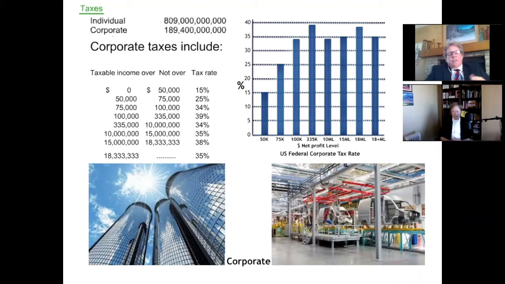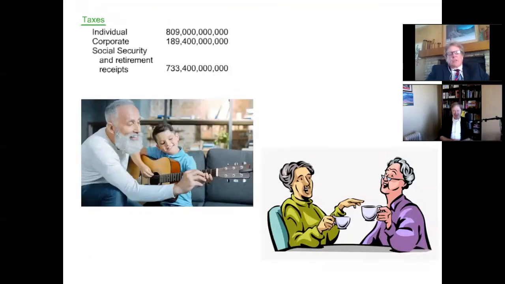As you can tell, these are figures from 2004, and the tax rate went all the way up to 35%. And in 2017, Congress voted it down to 21%. Next is Social Security and retirement receipts.